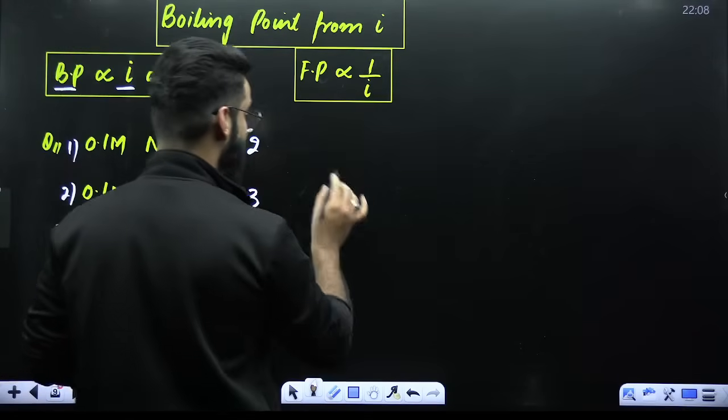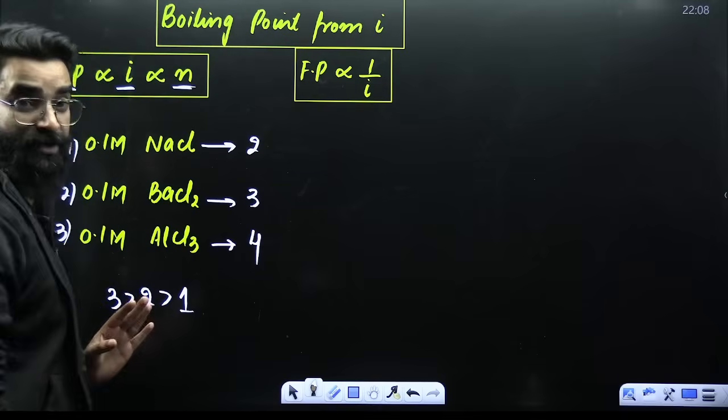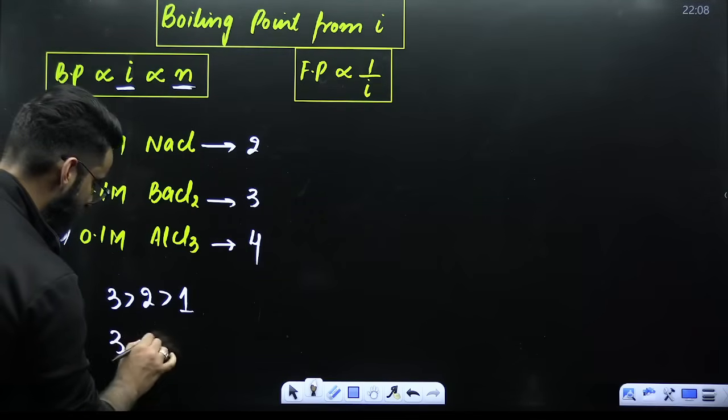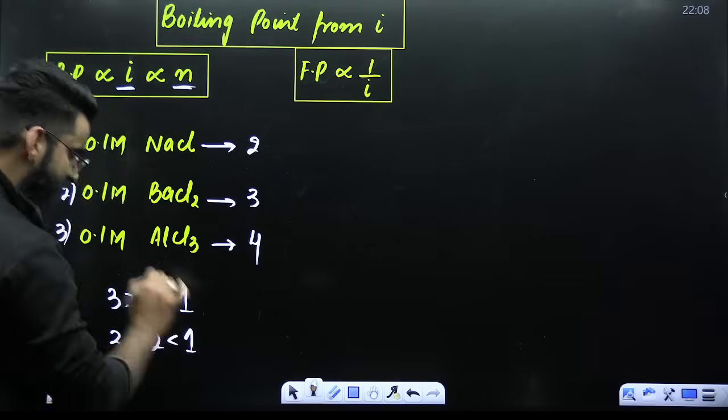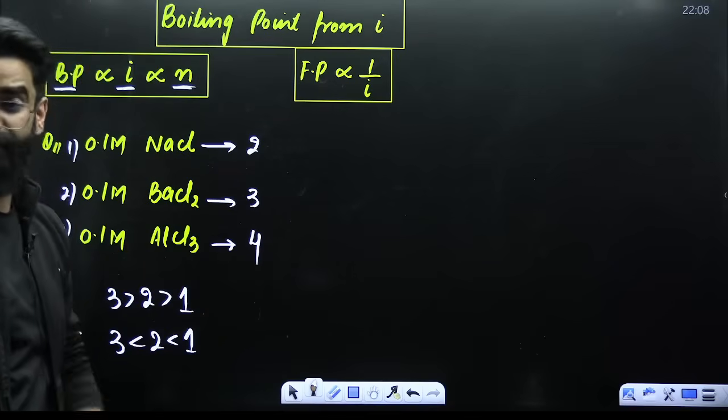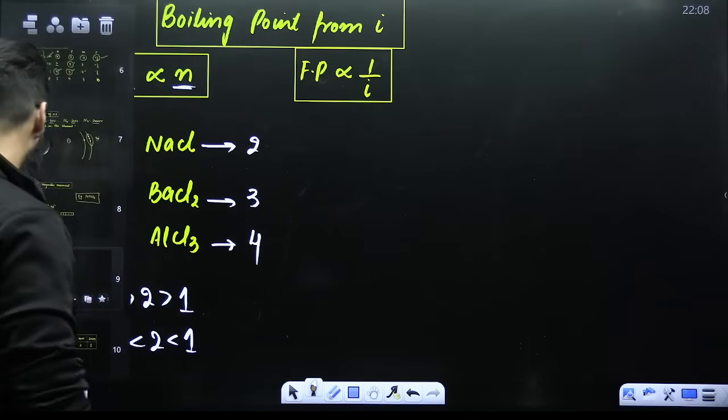Your freezing point of the solution is inversely proportional to the Van 't Hoff factor. So my dear students, if I ask you what would be the freezing point order, the freezing point order is going to be the reverse of it. So the more the ions produced, the lesser is going to be the freezing point. So remember this particular question as well.